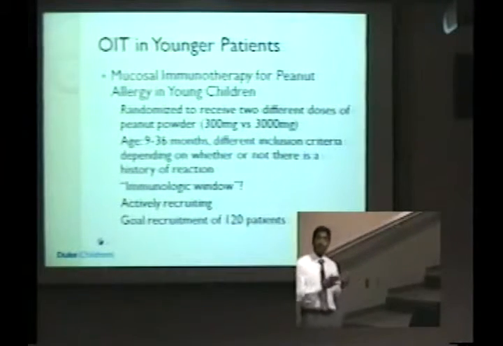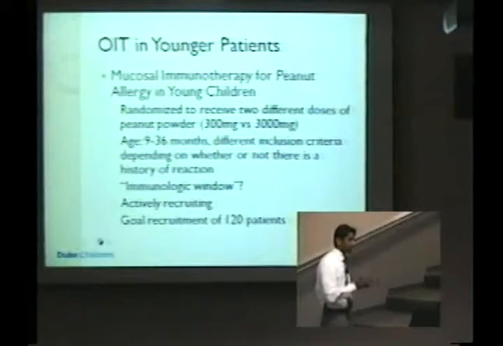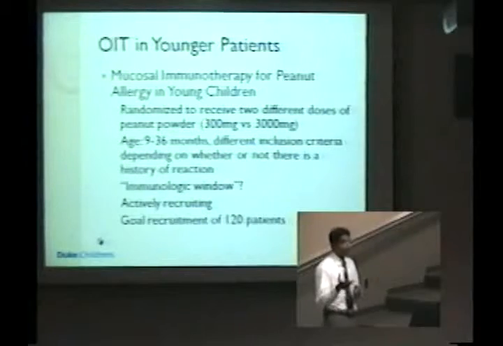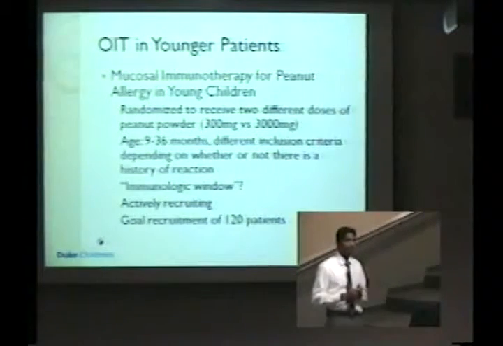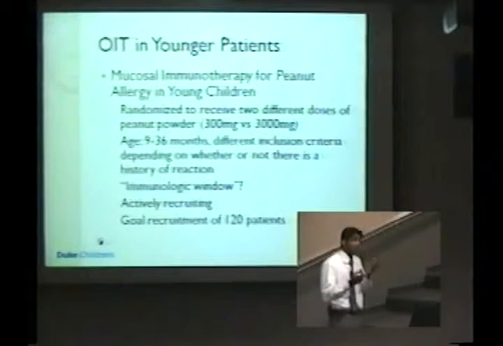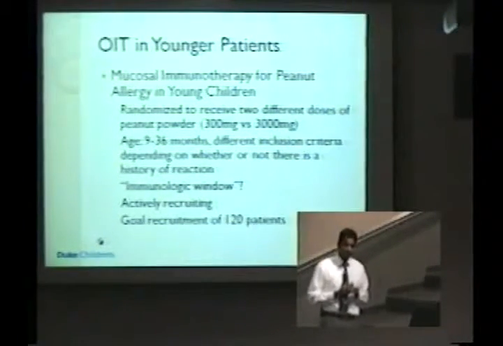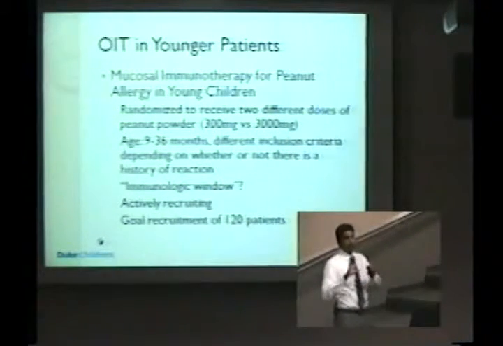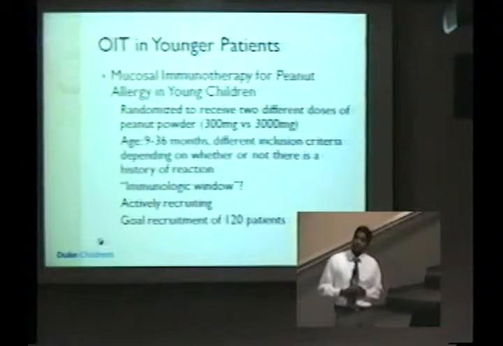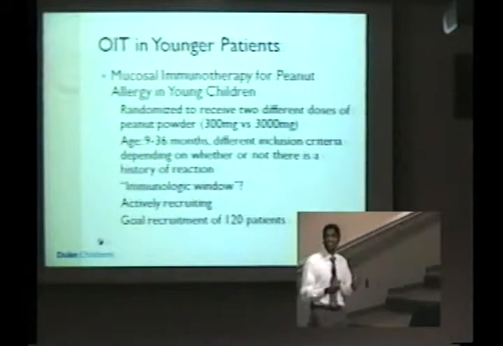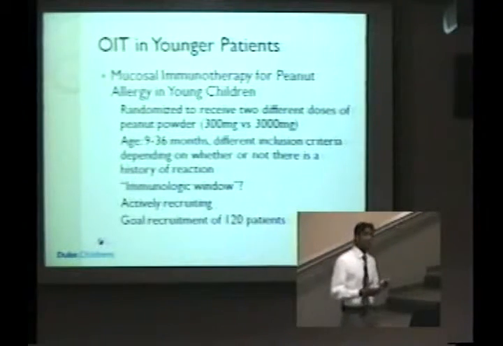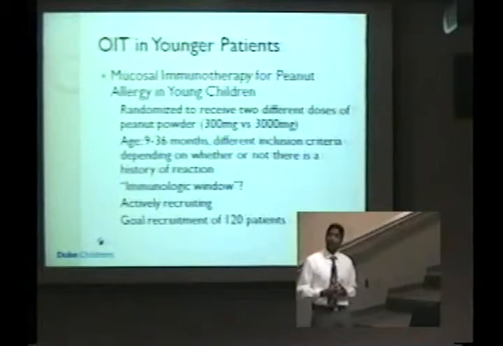So we're taking really young kids, 9 to 36-month-old kids. And whether or not they're eligible depends on different criteria, and that criteria depends on whether or not they've actually had a clinical reaction. There are a lot of patients that have reaction to egg. We bring them in, do some testing, and find out they're maybe peanut allergic too, but they've never ingested it. My nephew's one of those kids. Those patients will have a different sort of criteria than patients that have actually had a reaction. These are young kids, 9 months, 36 months, and they're randomized to receive 2 different doses, either 300 milligrams or 3,000 milligrams of peanut powder.